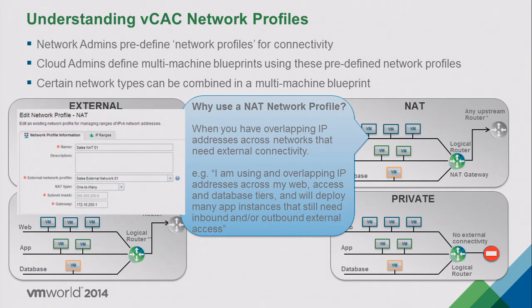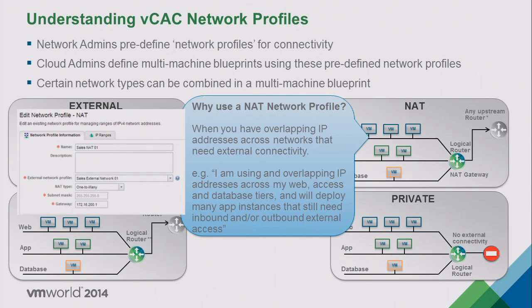So in this case, we still connect to an external network and support two types of NAT. One-to-many NAT, which provides something like port forwarding. Basically, we allocate a single address from the external network and create the source NAT rule so that all virtual machines on that network profile can communicate externally.